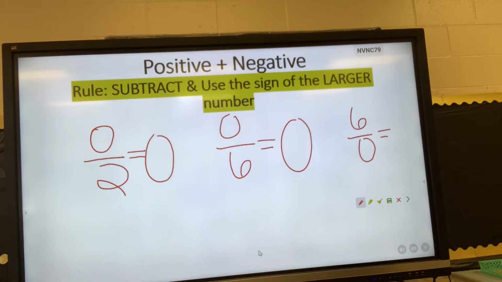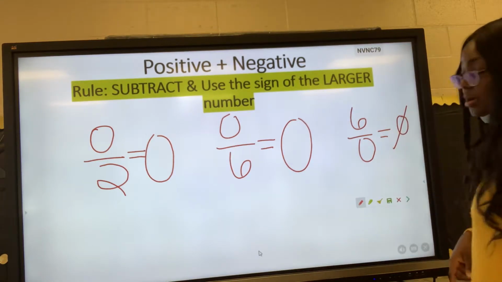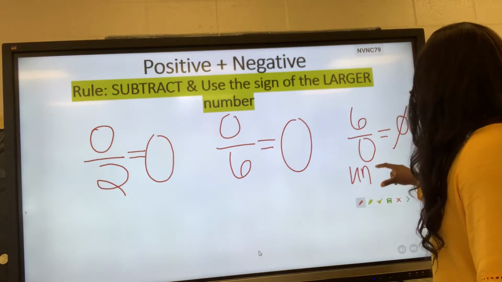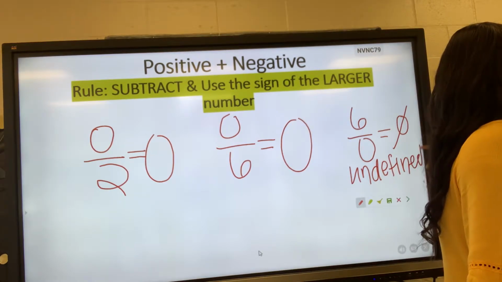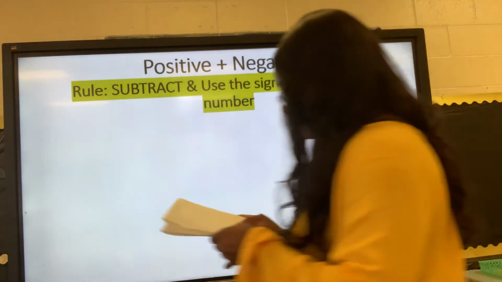So when you have that case, you can put this symbol right here, which means no set, or you can write undefined, which I don't think we'll be covering undefined numbers just yet, but if we were to, this is how you would do it. Okay, let's move on to number 8.